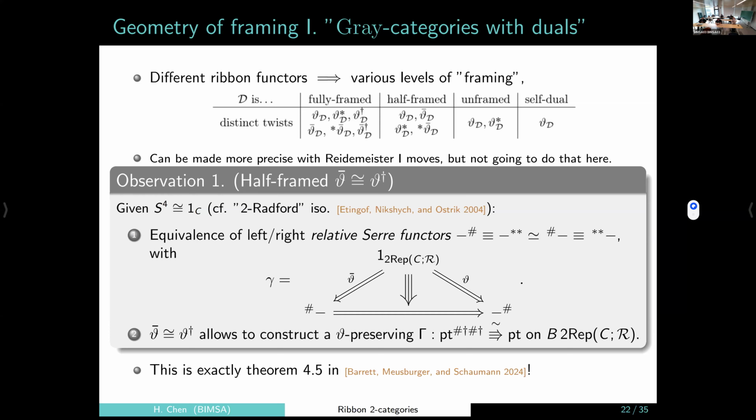And the first observation is that I can do this. Theta bar is the adjoint of this. And this is coming from, there are two different perspectives towards this, which is that I have this two Bradford isomorphism, so to speak, which is a trivialization of S to the fourth.